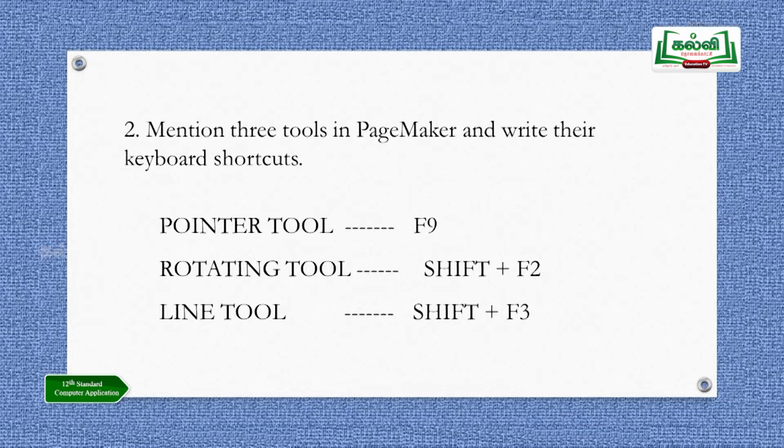For the rotating tool, you have to use the combination Shift plus F2. Here you have to press the Shift key, and along with the Shift key you have to press the F2 key also to select the rotating tool. Next we have the line tool. For the line tool you have to use Shift plus F3.